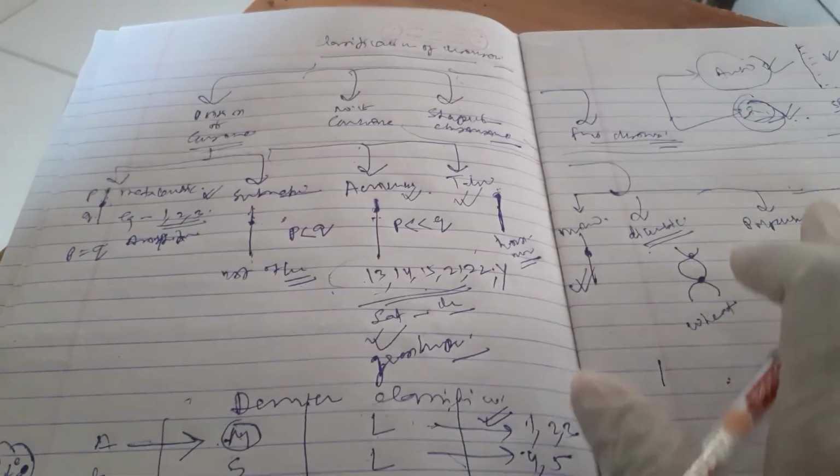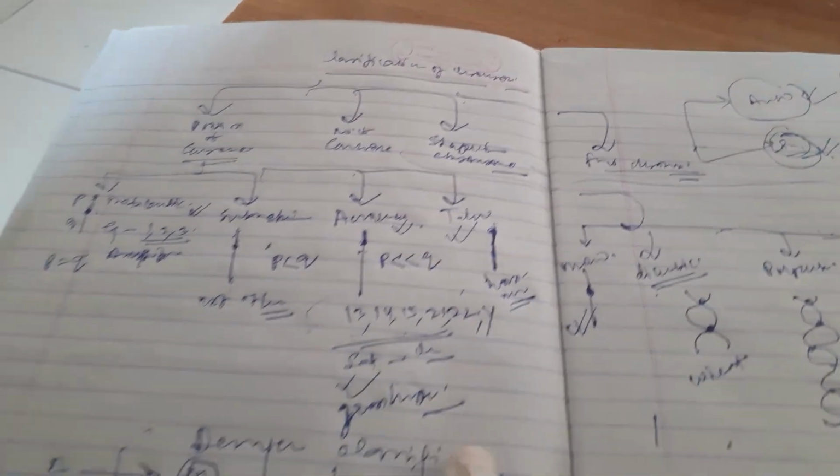So this is the Denver's classification. So this is all about the classification of different chromosomes. Thank you.